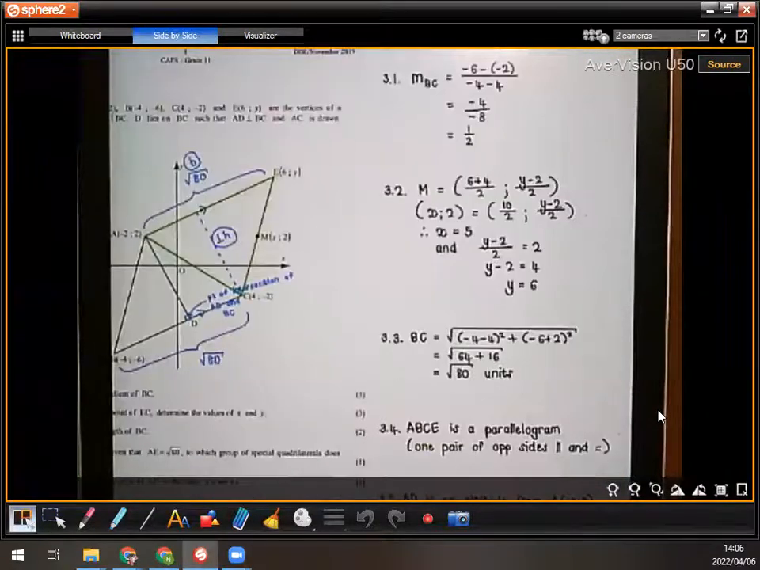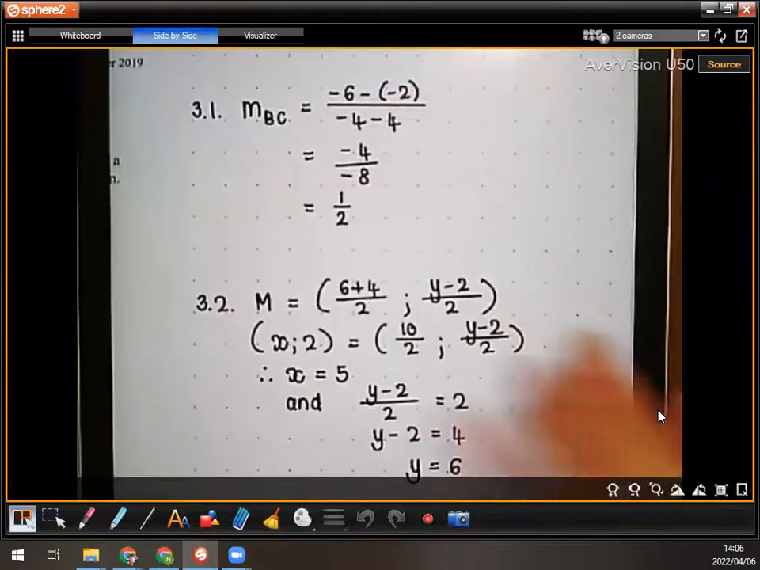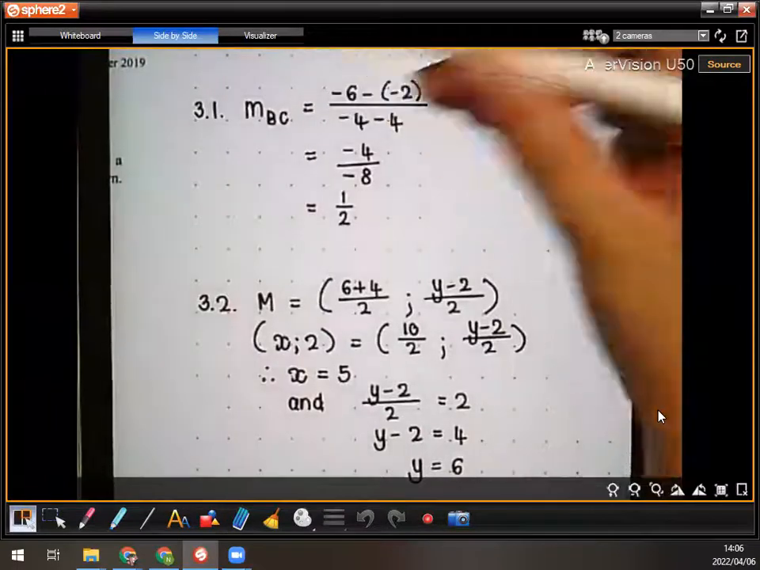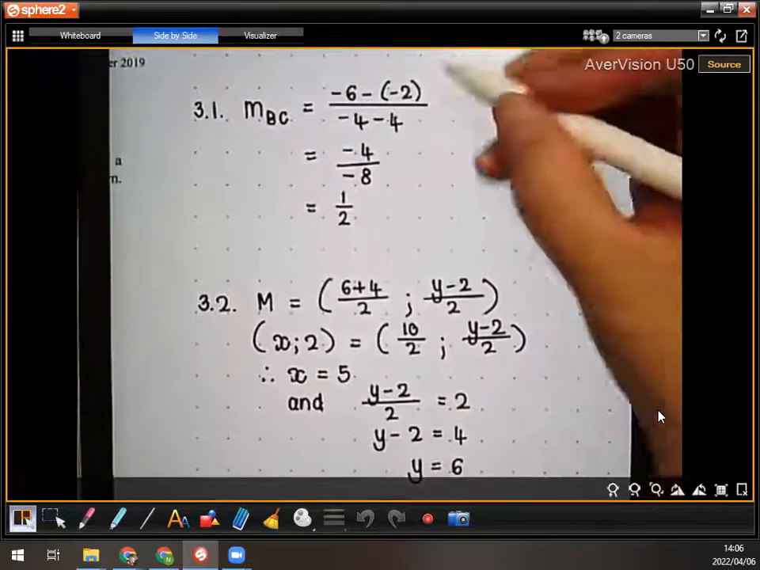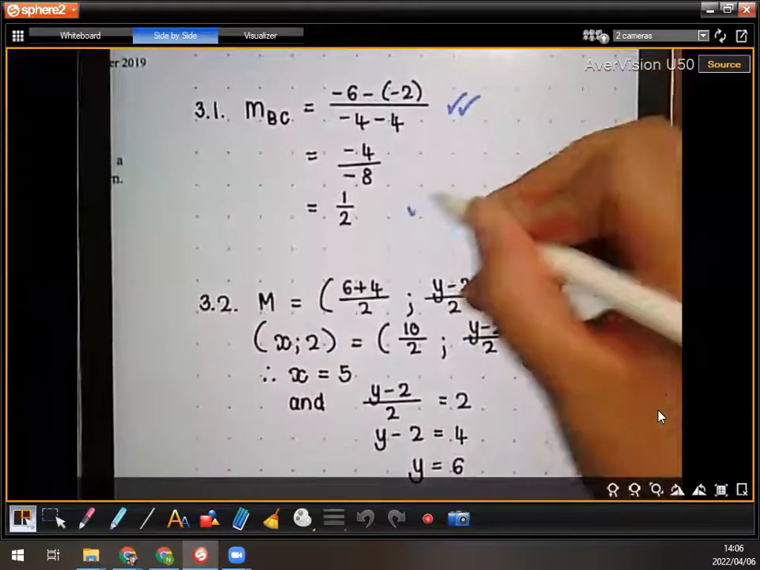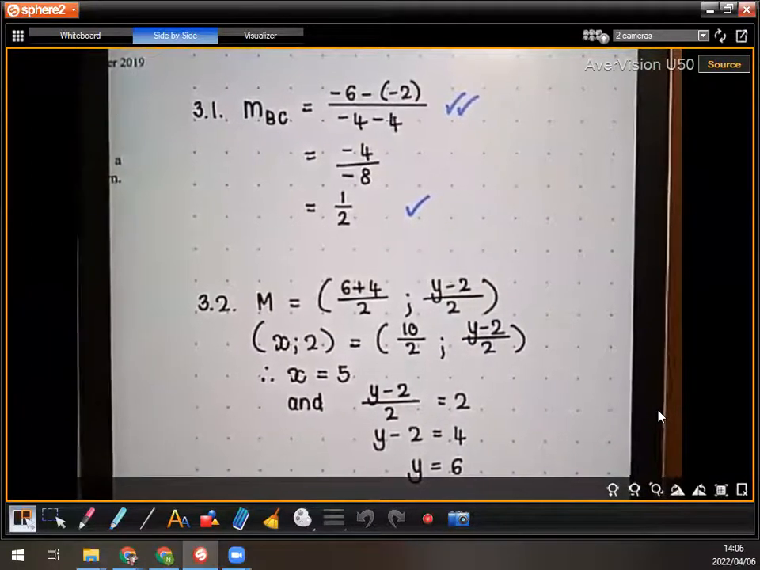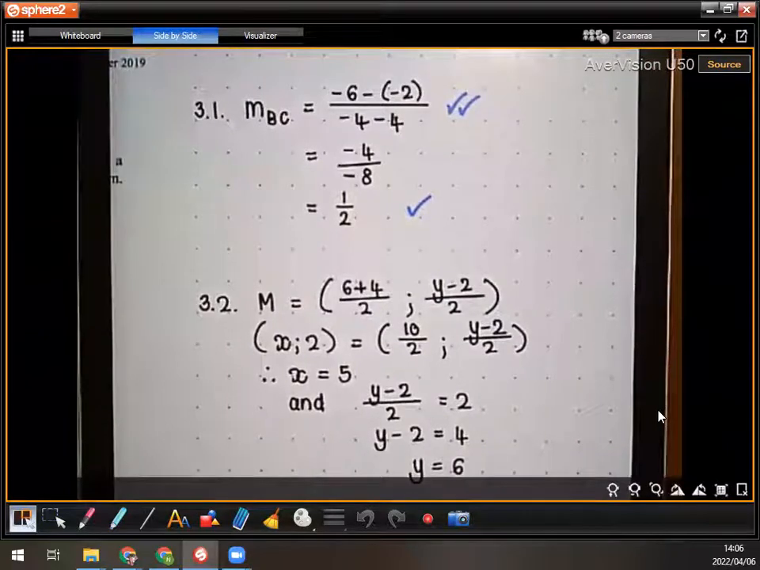How many marks was this? 3 marks. That's quite a lot of marks, okay? I'm guessing it would probably be 2 marks for subbing in, I suppose. All right, in the trick, it's normally a 2 marker. 1 mark for subbing and 1 mark for the answer. Okay, but that's something that we can all do, and then we can get the marks for easily.